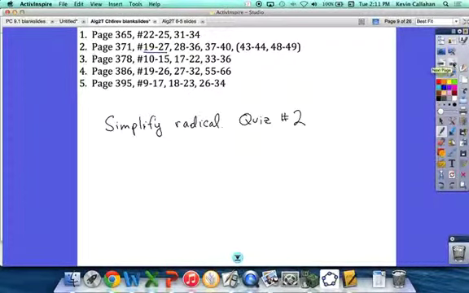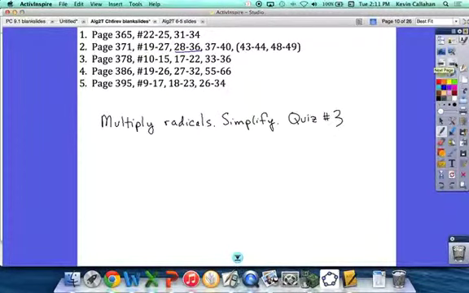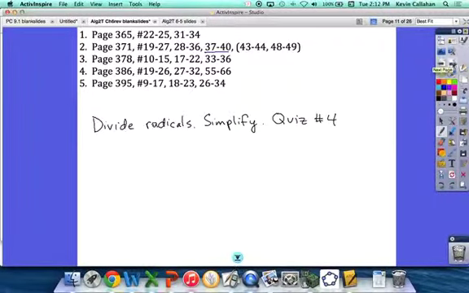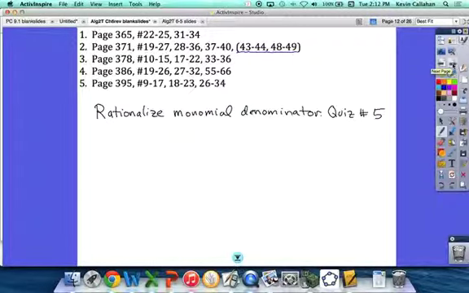Okay, simplify radicals. We just did that in the quiz, right? Just a plain old simplify radical, so I'm not going to repeat that. Multiply radicals and simplify, that was quiz question number 3. Divide radicals, simplify, that was number 4. And the last, rationalize a monomial denominator. That was like quiz question number 5. But if you notice these problems, the group of problems that represents, they're all square roots, right? Square roots.